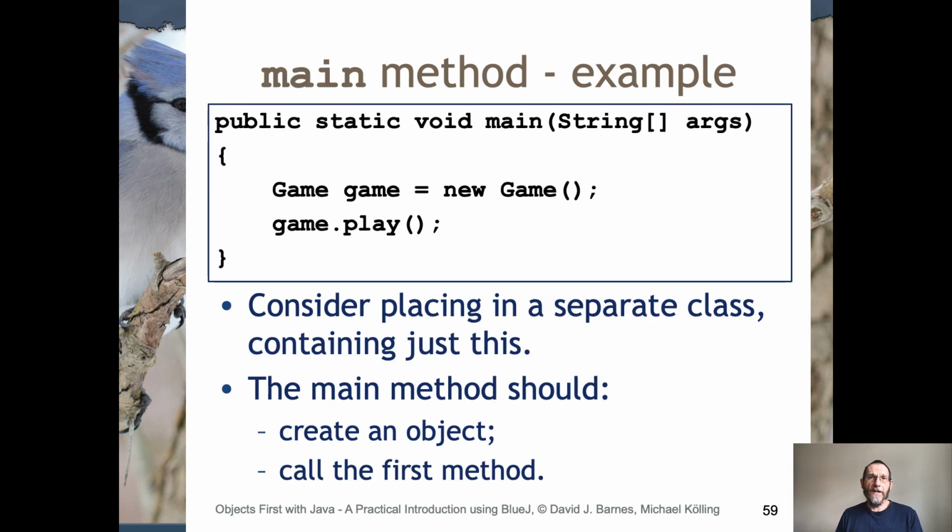So here's a very simple example where we have a main method that's designed to create an instance of the Game class and then invoke the game's play method. So the main method is getting the program up and running right at the start.